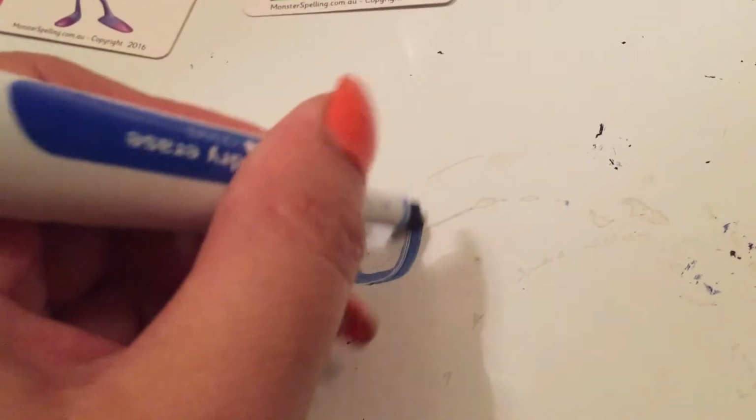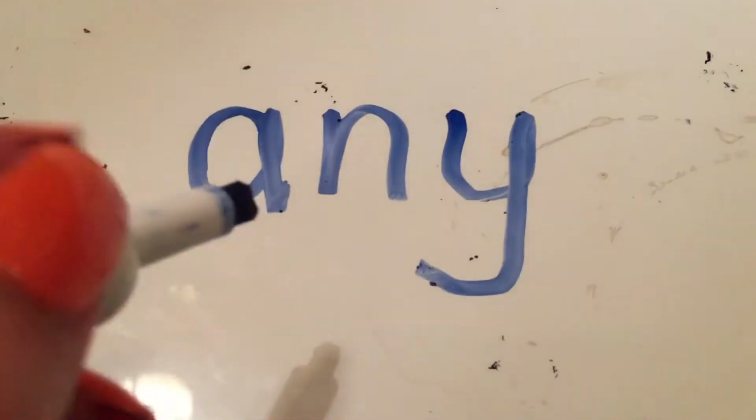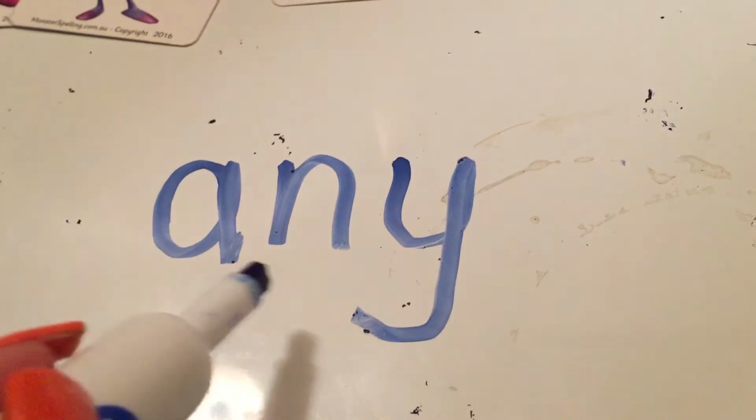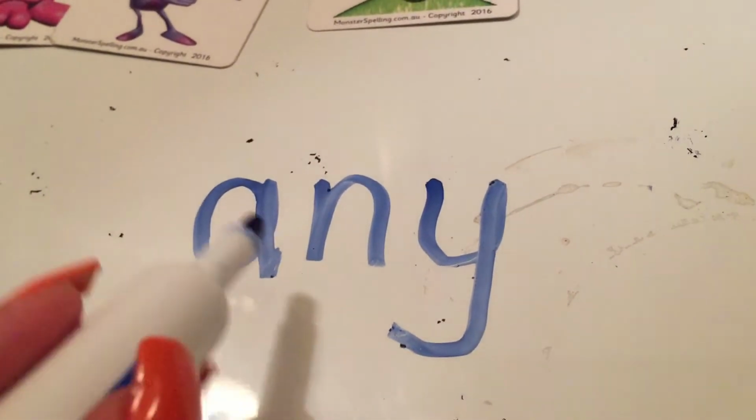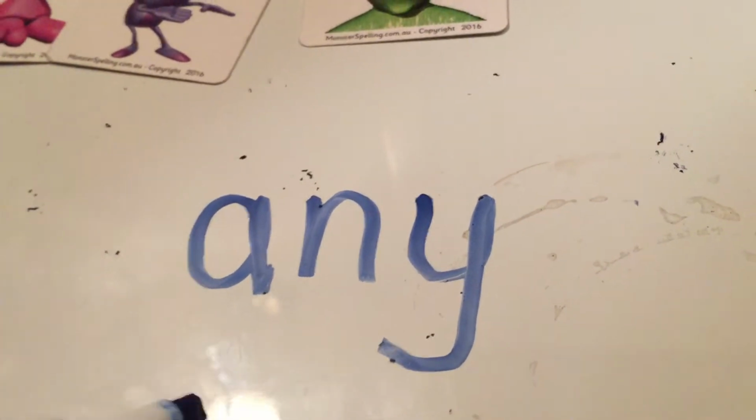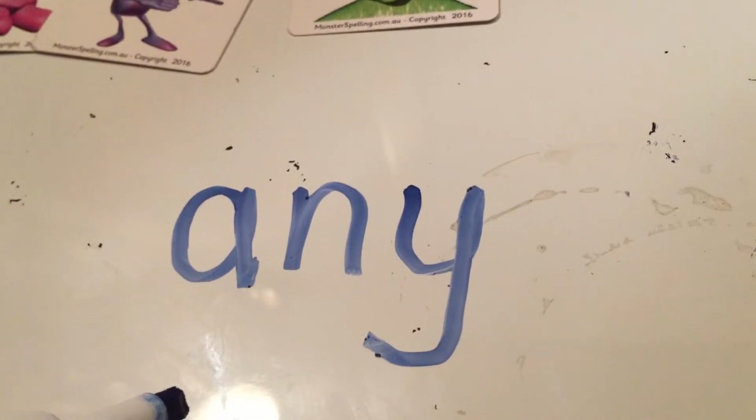So what happens if the child sees this word? They're going to say, oh, there's an a. It's not an a, is it? It's not a picture of an a in that word, because what's the word? You can read, so you know this word is any. So here, this is not an a. What is it? It's an e.